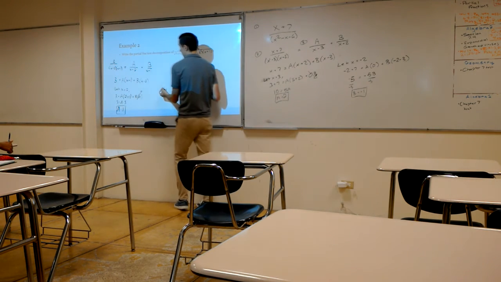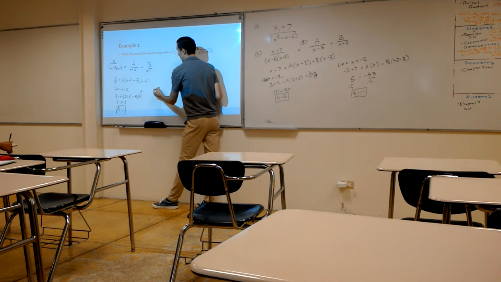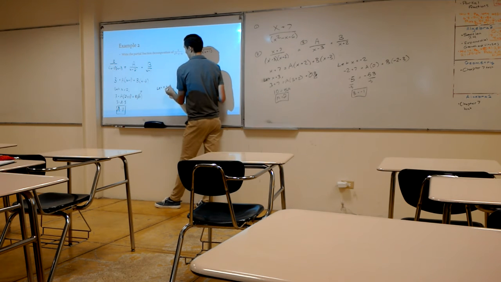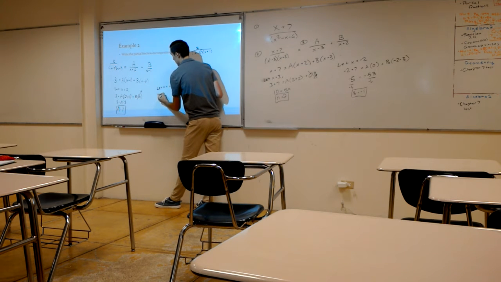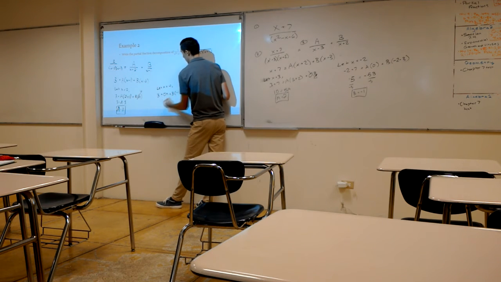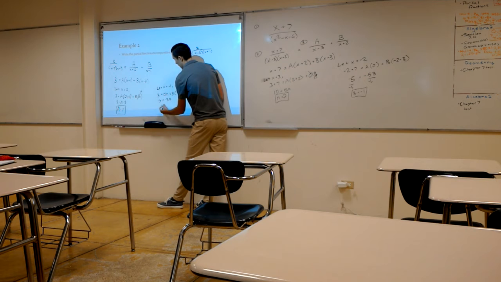Now B, we go the other way. Let x equal -1. That will make that be 0. So now 3 equals 0 times A plus B times -1 minus 2. Negative 3 equals negative 3B, so B equals -1.